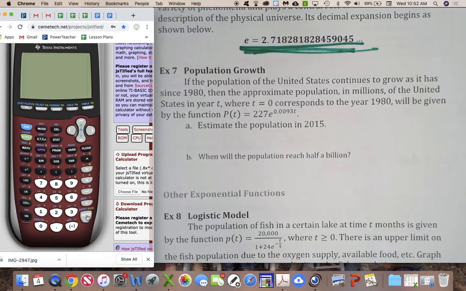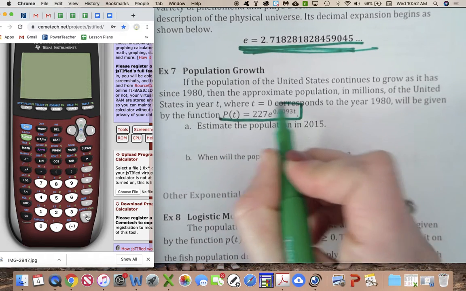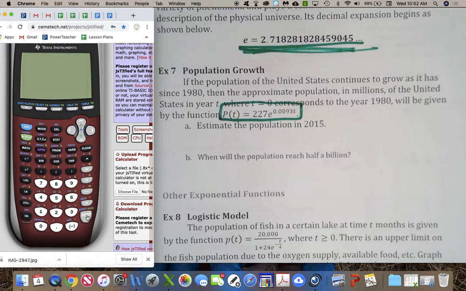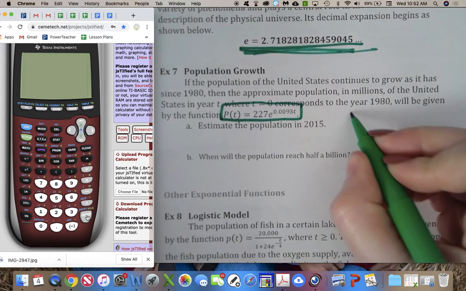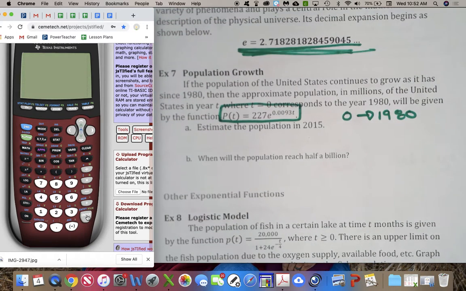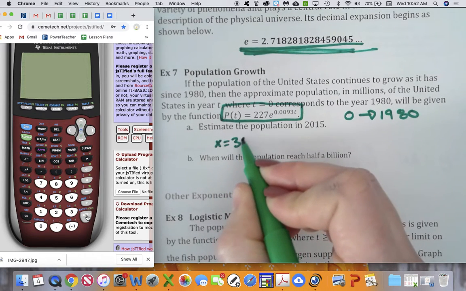Estimate the population in 2015. This is our equation right here. So we're going to be plugging some form of 2015 in there, but we're not going to plug in 2015. What is year 0? 0 is 1980. So make sure you pay attention to that. 0 is 1980. So what's 2015 going to be? 35? So t equals 35.